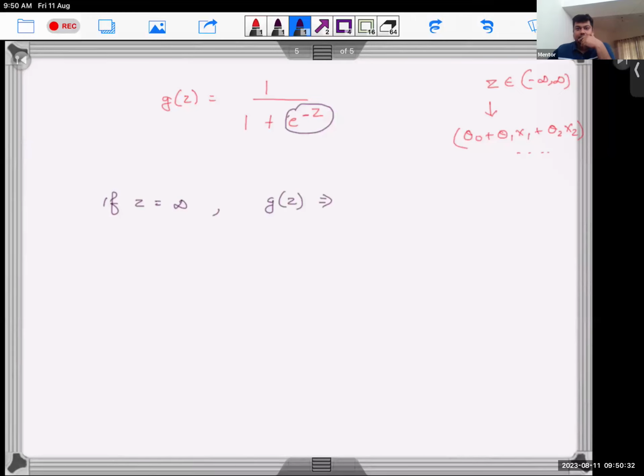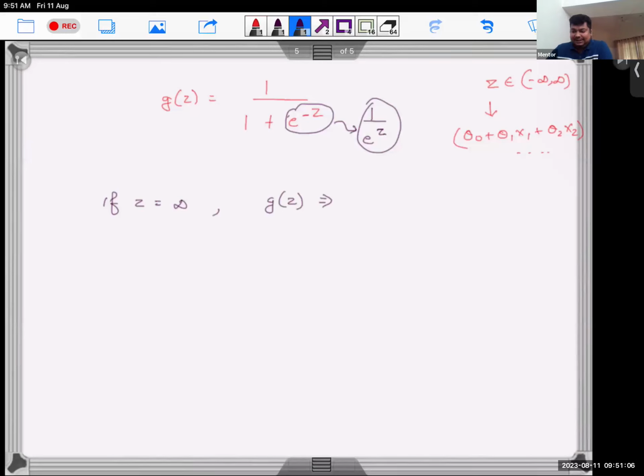You can write e to the power minus z as 1 divided by e to the power z. Yes or no? This thing can be written as this, right? If z is infinity, e is 2 point something, 2.78, something like that. 2.78 to the power infinity, what will that number be? Infinity. 1 by infinity is 0, right? 1 divided by a very big number is going to tend to 0.